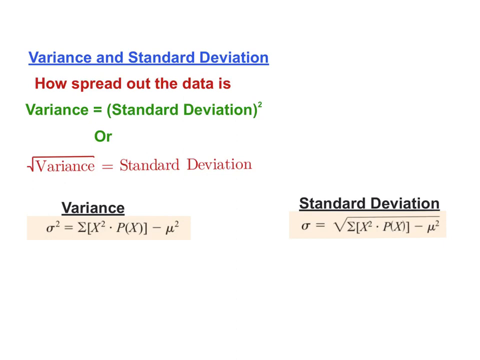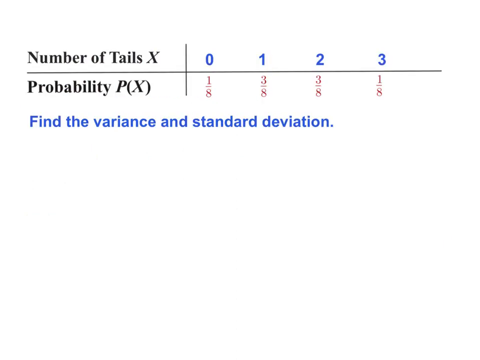Let's look at how to calculate variance and standard deviation for that distribution. Again, we're still talking about flipping a coin 3 times. How many tails can you get? Here's the only difference again. To find the variance, because that's where we're going to start, you have to square what's in blue before you multiply it by the probability, still add them up, then subtract the mean squared.